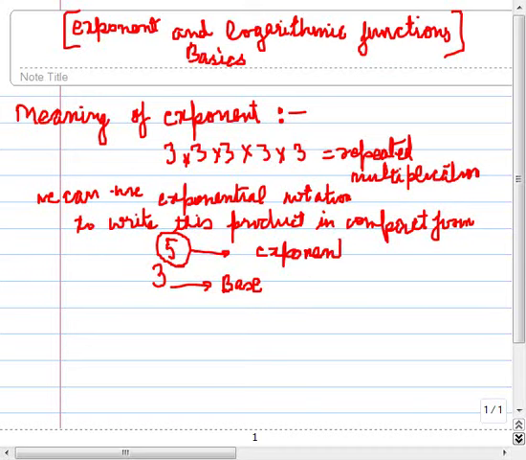This we have already studied in your earlier classes. This is equal to 3 into 3 into 3 into 3 into 3, 3 multiplied 5 times. This is also called power of 3.